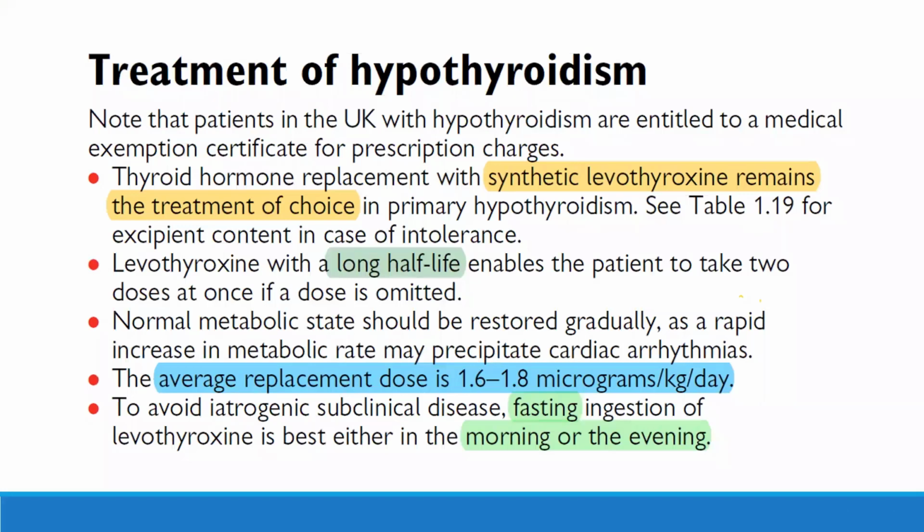And I will cover combination therapy, levothyroxine with T3. Synthetic levothyroxine or thyroxine remains the treatment of choice. Why? Because the half-life of levothyroxine is long, about 6 to 7 days. Don't forget this half-life, because in the exam they usually ask about the half-life.